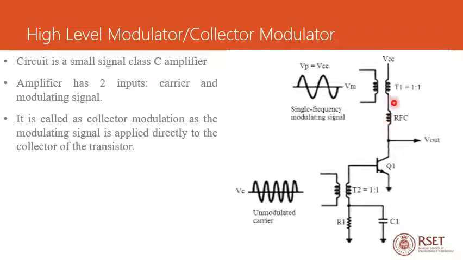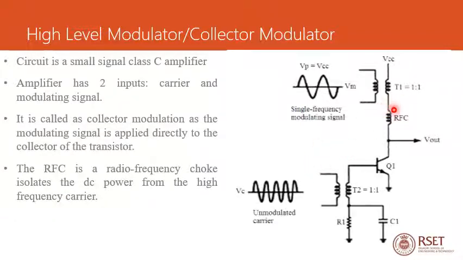And in this circuit you can see an RFC, that is a radio frequency choke, which isolates the DC power from the high frequency carrier signal. And in the circuit it is clear that the unmodulated carrier is given to the transistor Q1.